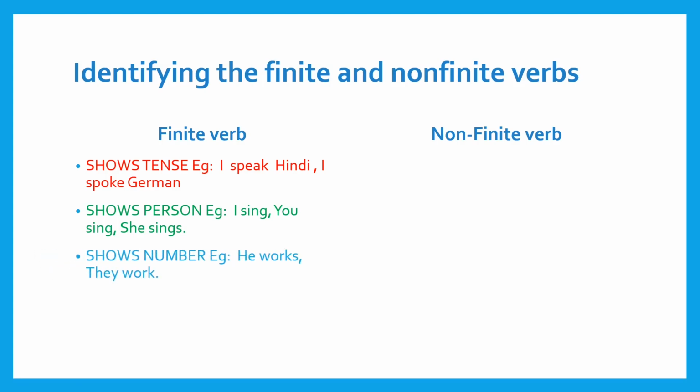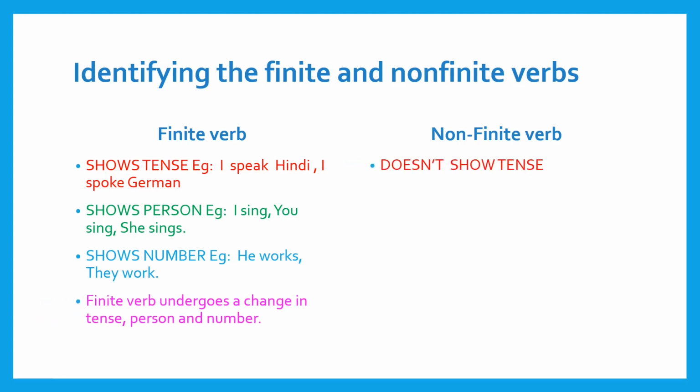Then the third important identification is that it shows number. Example, he works, they work. So it clearly indicates the number. So to conclude, I would like to say that a finite verb shows tense, it shows person, it shows number, and it undergoes a change in all these three aspects.